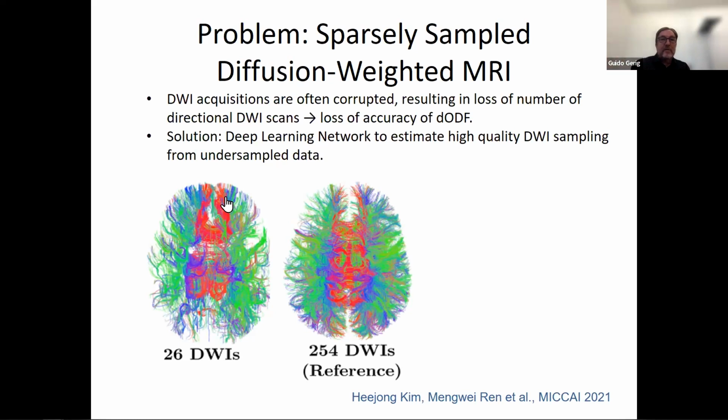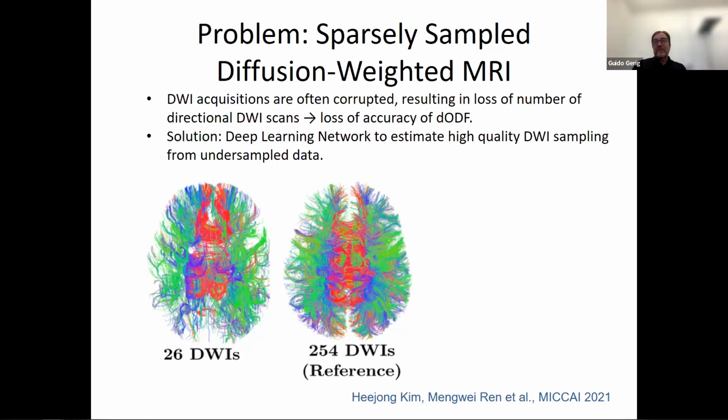So in diffusion weighted imaging of infants, we often have the problem that we lose data. Kids wake up or there are corrupted scans. So even if you have a beautiful connectome sequence, finally there are only a few directions left. This is more an eye catcher, 254 directions. Or sometimes they have only 26 or even less.